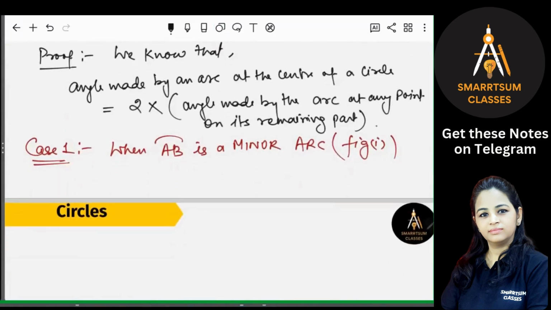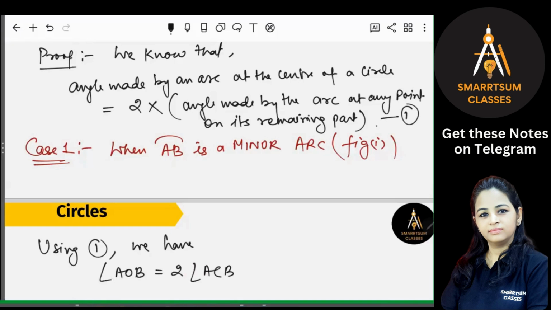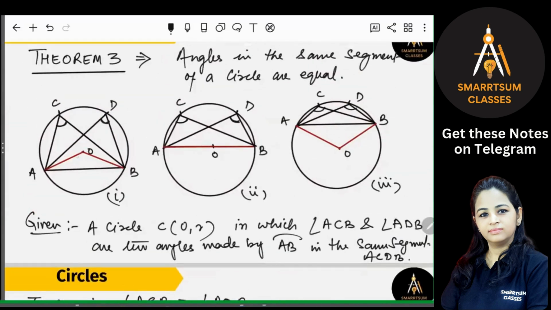Now using this theorem, suppose this is theorem number 1. Using 1 here, we have angle AOB equal to twice angle ACB. Look at the figure. Angle AOB is the angle subtended by the arc AB at the center. This will be equal to twice the angle made by this arc at any point on its remaining part, that means twice angle ACB, and also twice angle ADB. According to the theorem, this angle will be twice this angle and also twice that angle, right?